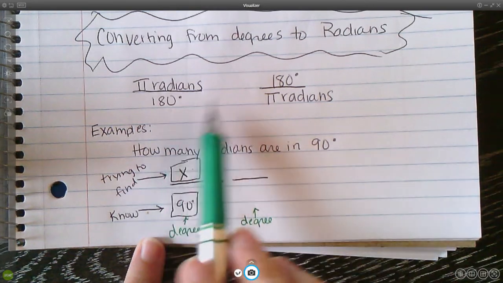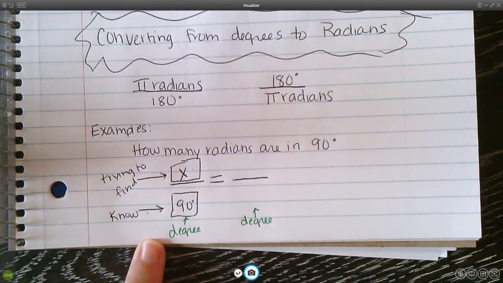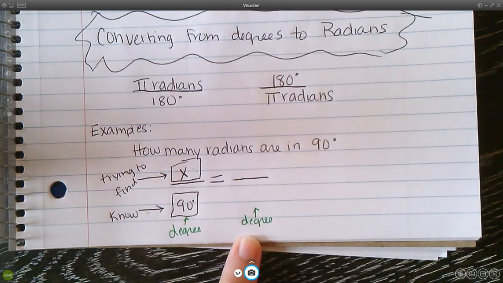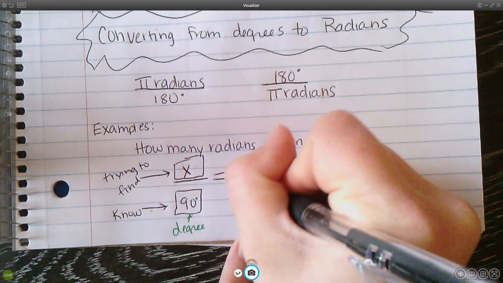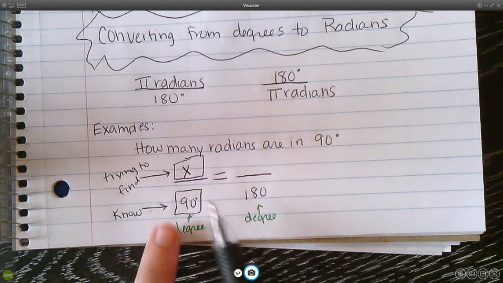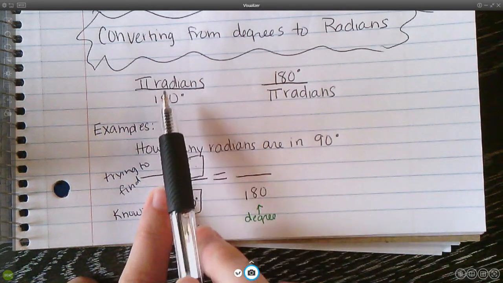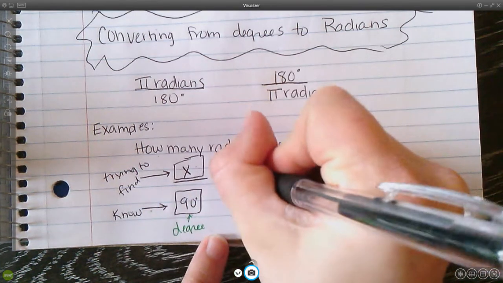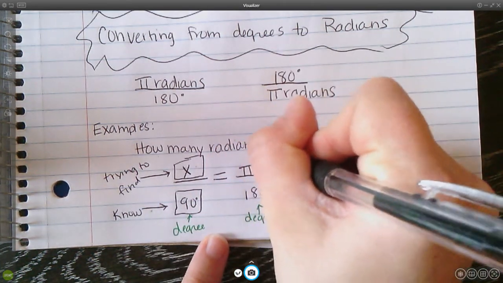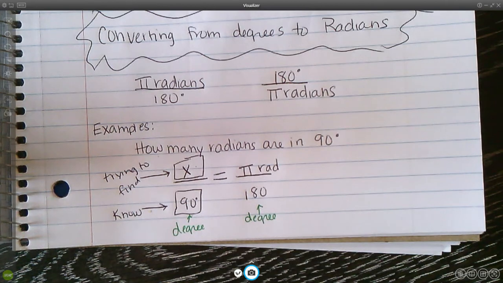Okay, so which one of these two has a degree in the bottom? Well, that's 180. So we're going to do 180 goes here. And if you have radians on the top, because that's what we're trying to find, you have to have radians on the top, which is going to be pi radians. Okay, so that is how you set it up.